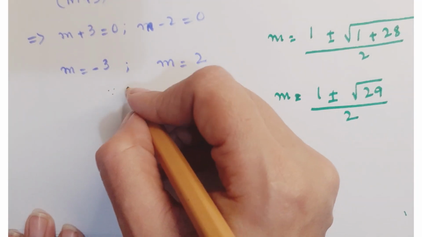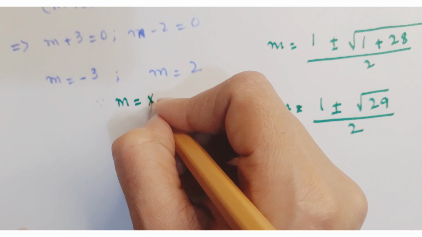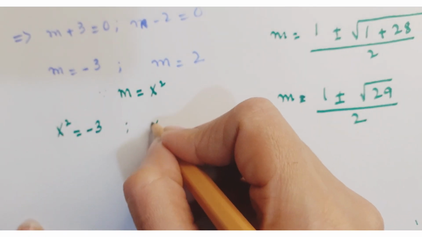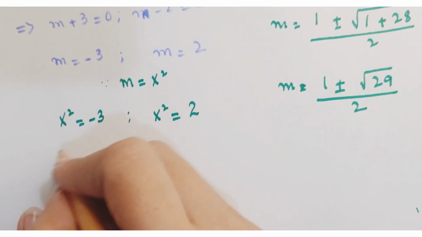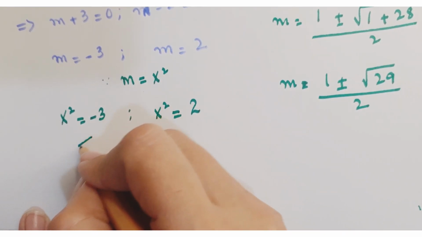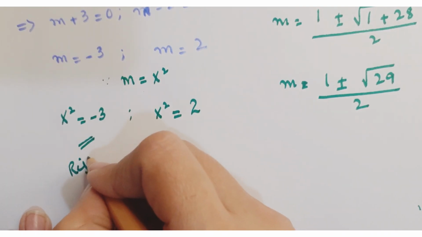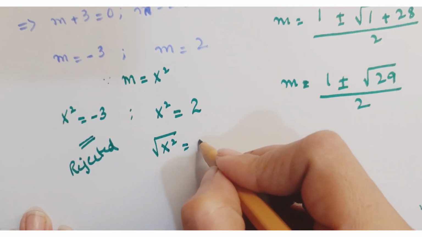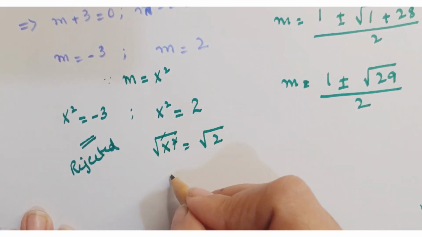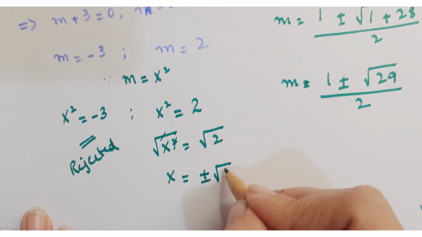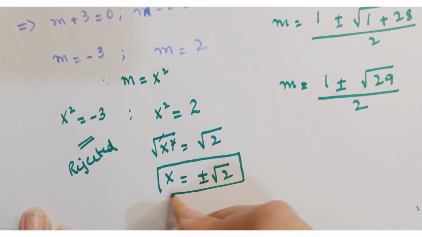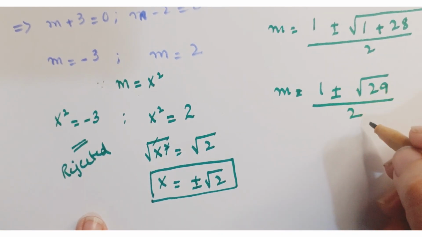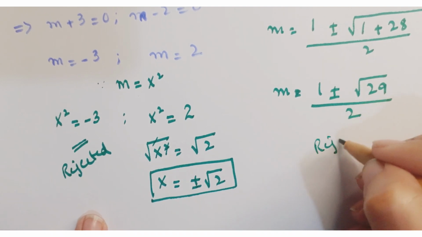Now since m is equals to x square, so we have x square is equals to minus 3 and here x square is equals to 2. This, by taking square root, you get an imaginary value, so we just reject this solution. And here taking square root on both sides, this square gets cancelled, so x is equals to plus minus under root 2. These are the two solutions of x. Now this other one is also an imaginary value, this is not real in fact, so this solution is also rejected.